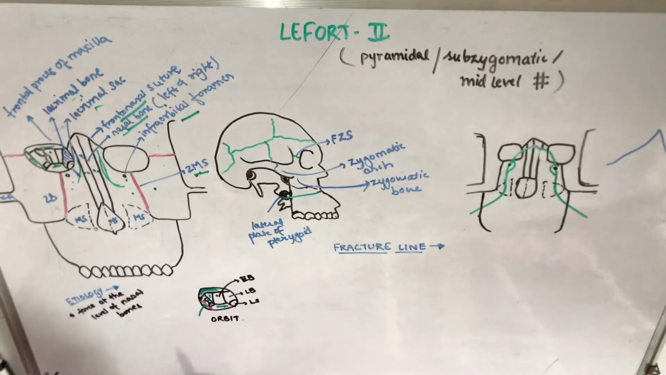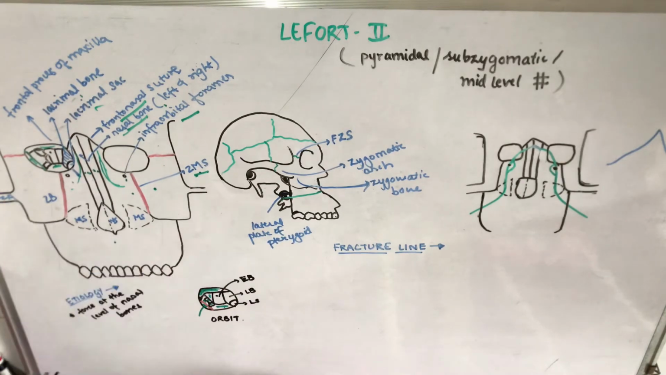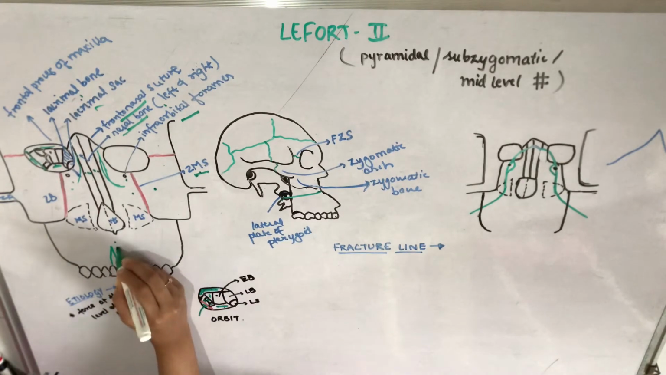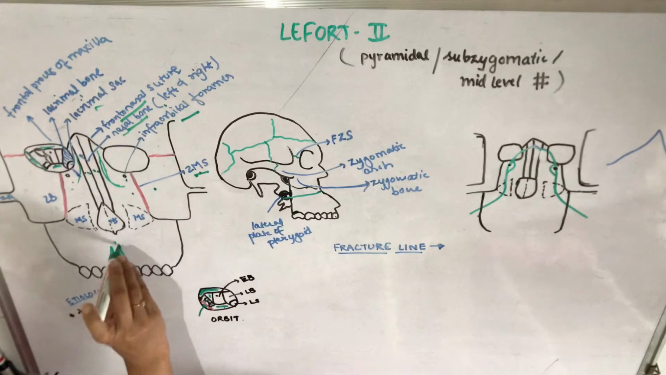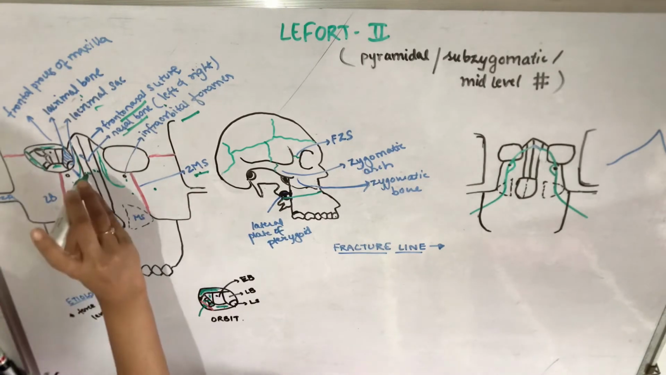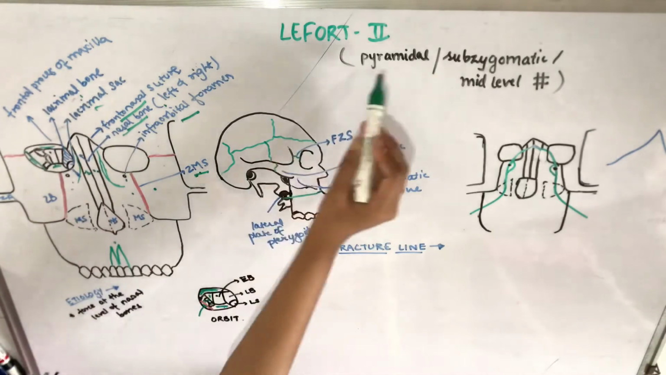Now what is the etiology of Le Fort 2? The forces are applied at the level of the nasal bone. Yesterday we saw in Le Fort 1 that the forces were applied above the apices of your maxillary teeth. When you apply forces above these apices, it leads to Le Fort 1. When you apply forces at the level of the nasal bone, it leads to Le Fort 2.